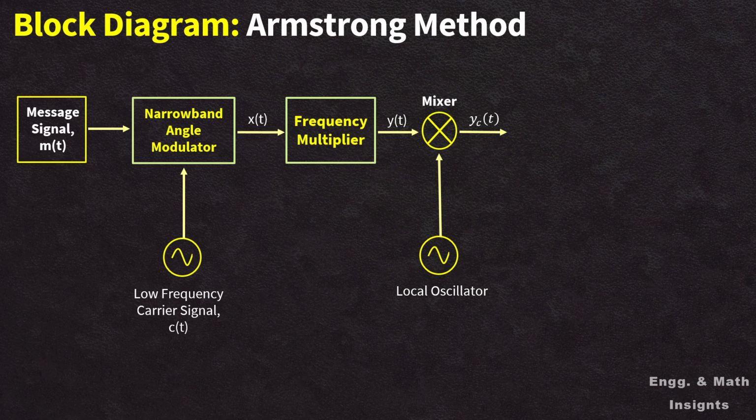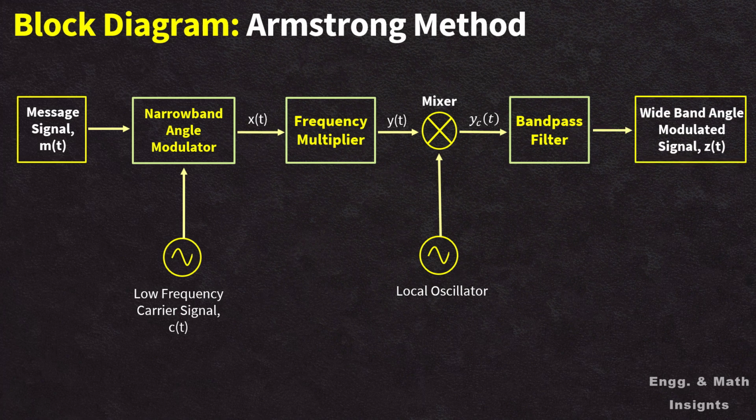This mixed signal is then given as an input to the bandpass filter. The bandpass filter selects the desired frequency while keeping the deviation unchanged, producing a filtered signal. This filtered signal is given as an input to an additional frequency multiplier, which scales the filtered signal's carrier frequency and deviation, producing the final wideband FM signal z(t) with the required specification. Now let us examine each block of the Armstrong method in detail to understand how it functions.